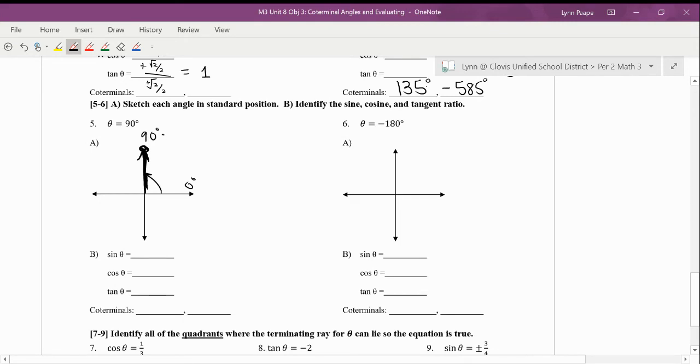So at 90 degrees, that ordered pair is I went over 0 and up 1. So that's my x, that's my y, right? To get from the origin to here, I'm going left and right nothing, so that would be 0. And then up a distance of 1, because we're always going to have a radius of 1.